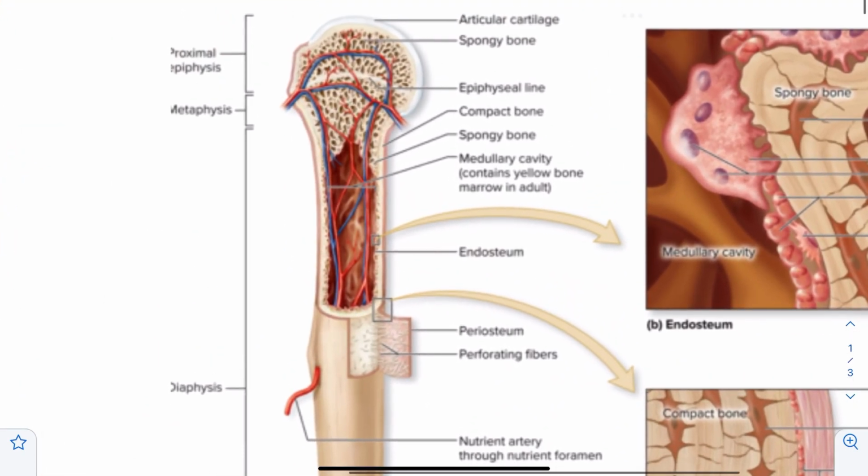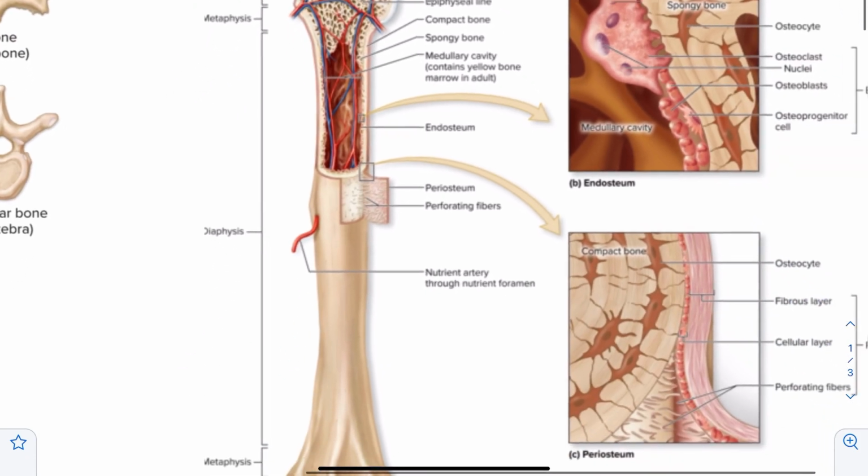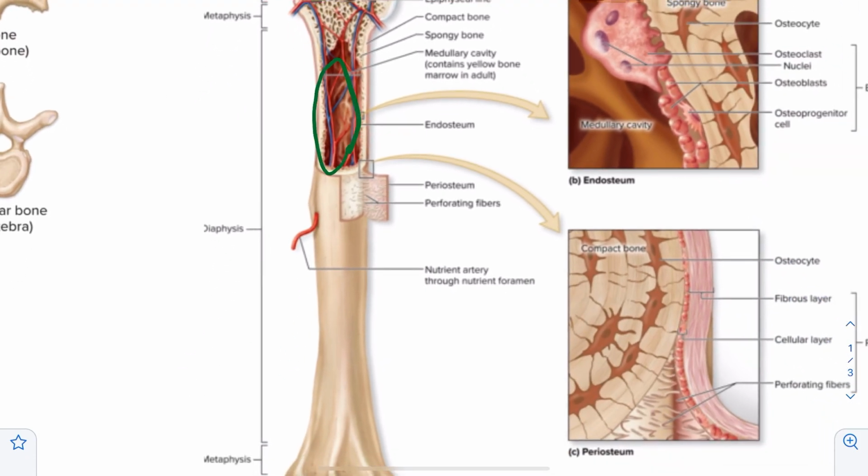So the compact bone surrounds the bone except for at the ends where the joints are, and that is instead surrounded by what's called articular or joint cartilage. Inside the diaphysis, we have a cavity. It's called the medullary cavity. That's where the bone marrow goes.